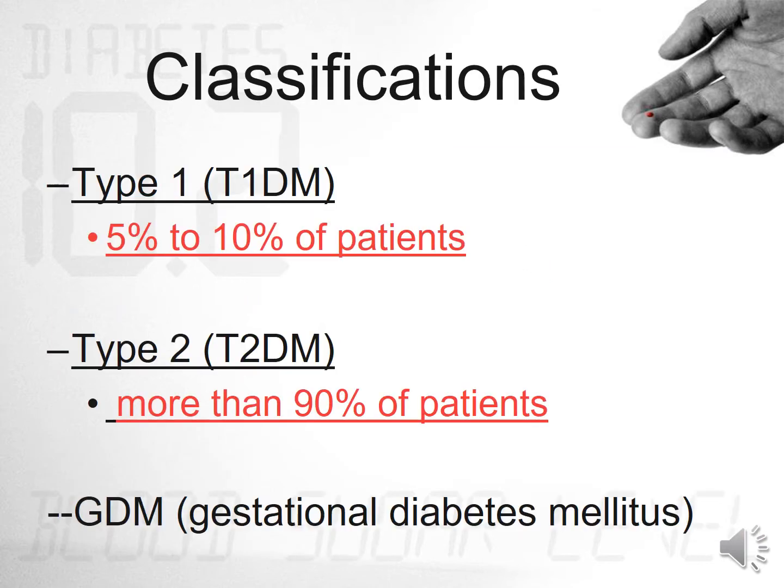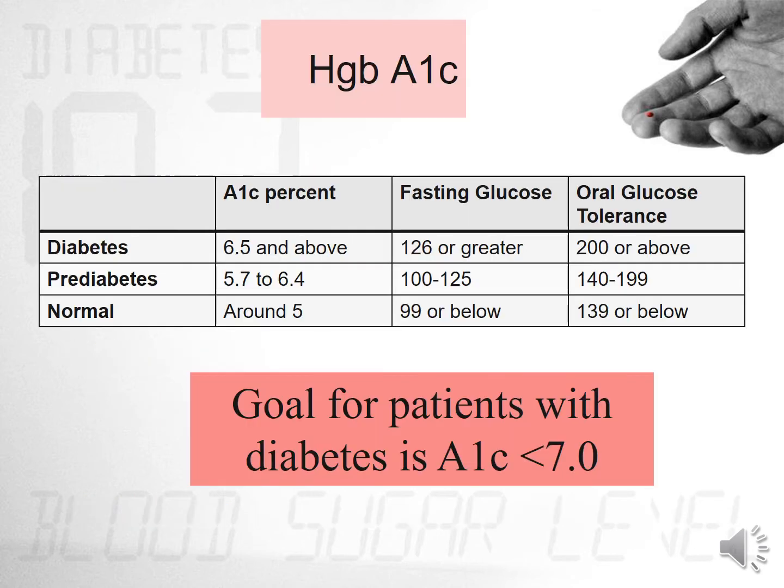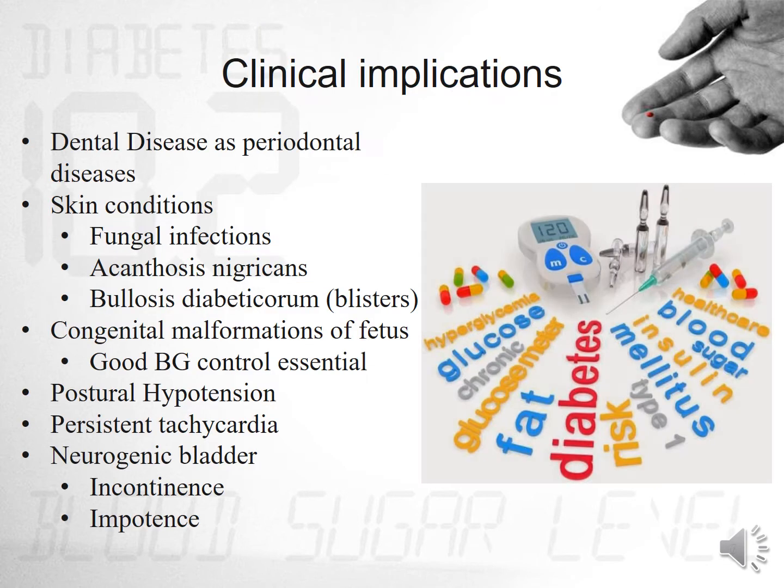There are 2 classifications of diabetes mellitus. Type 1 is 5 to 10% of patients, and type 2 is more than 90% of patients. GDM, known as gestational diabetes mellitus, is what results in pregnancy for some people. The hemoglobin A1C is a test that is used to determine compliance with diabetic controls. The goal for the patient with diabetes is a hemoglobin A1C less than 7.0.